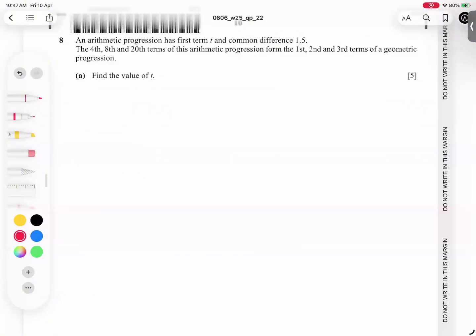Eight. Question number 8, students, we have an arithmetic progression whose first term is t. So I'm writing here first term is t. Common difference is 1.5. We need the fourth term, eighth term, and 20th term of the AP.